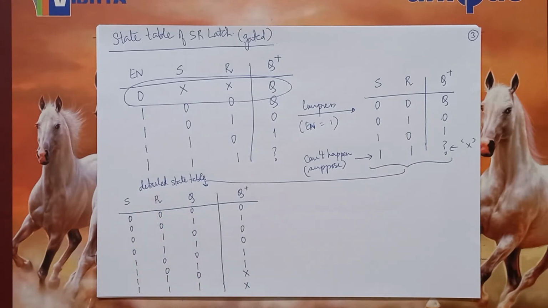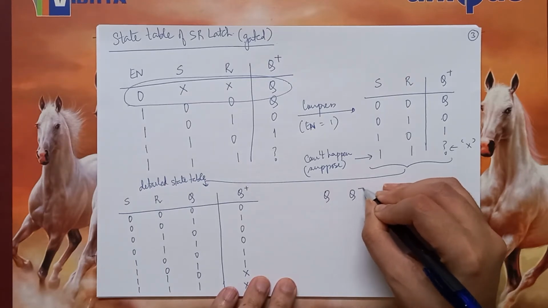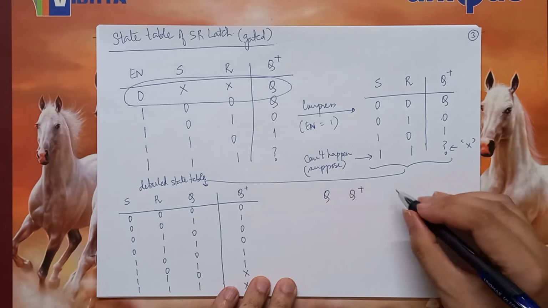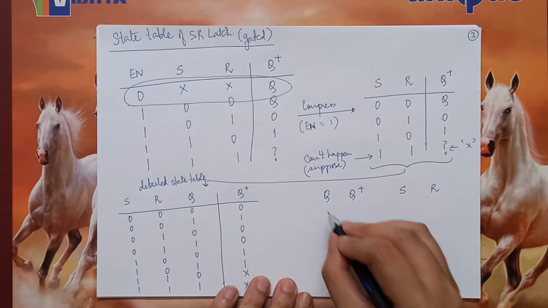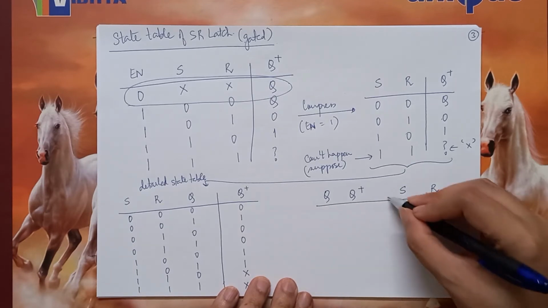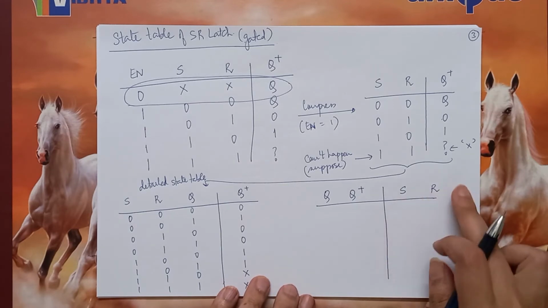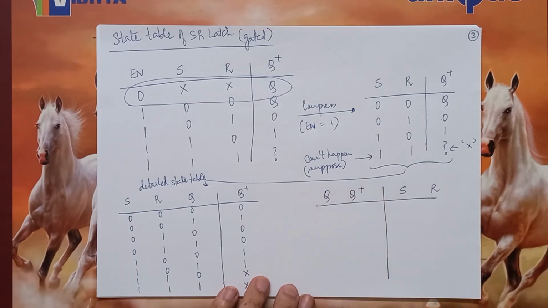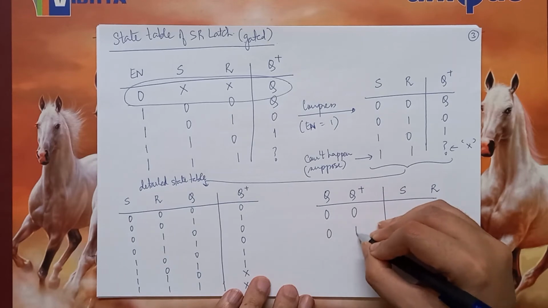Can I make this happen by providing proper values to S and R? Yes, we can. So therefore, let us treat as though the present state and next state are inputs. And corresponding to these two, we will try to see what values of S and R make this possible. What values of S and R make the combination of the desired present state and next state possible? Suppose we write it this way.